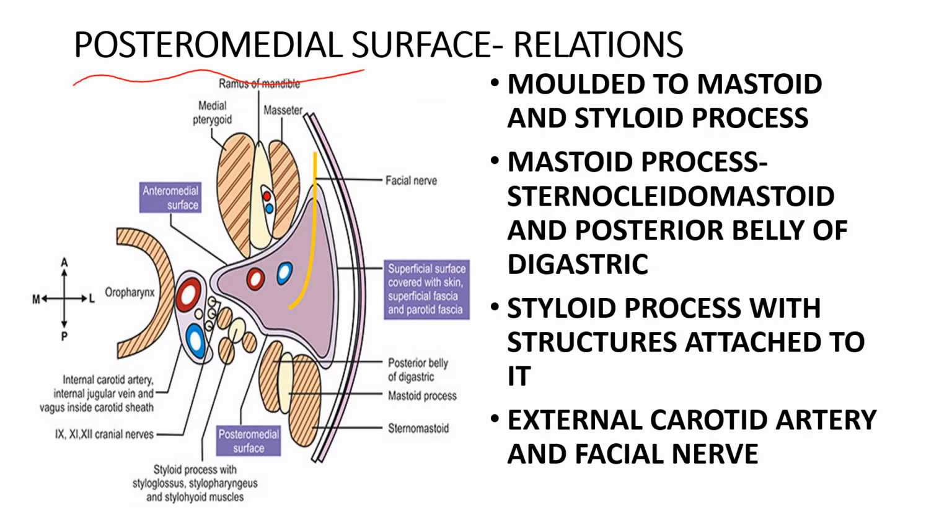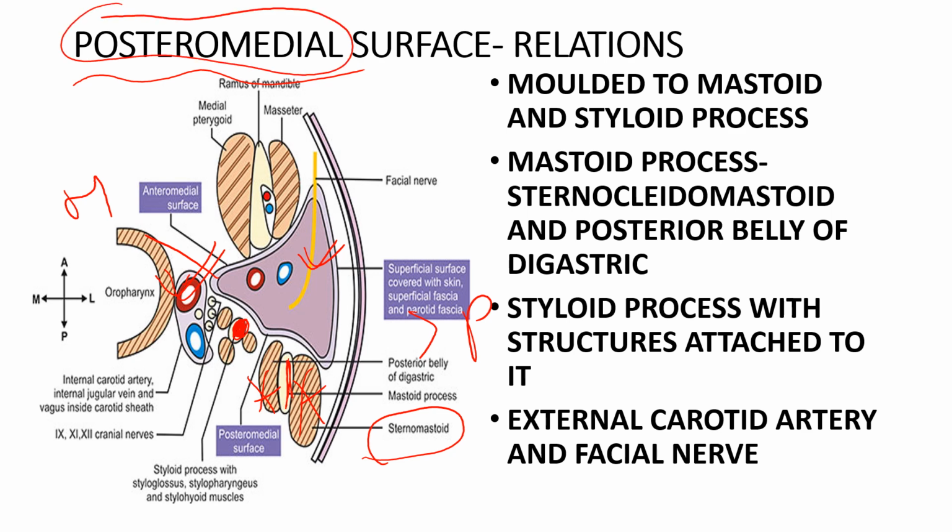Now we will discuss the posteromedial surface. Very simple. It's in between the posterior border and the medial border. So this surface here is the posteromedial surface. Posteriorly you have the mastoid process, which you have already seen, and it is related to two muscles, sternocleidomastoid and the posterior belly of digastric. So our posteromedial surface is related to the mandible and two muscles, sternocleidomastoid and posterior belly of digastric. You also have the styloid process and its related muscles there. And one point to note here is that the external carotid artery and facial nerve will enter the gland through the posteromedial surface.